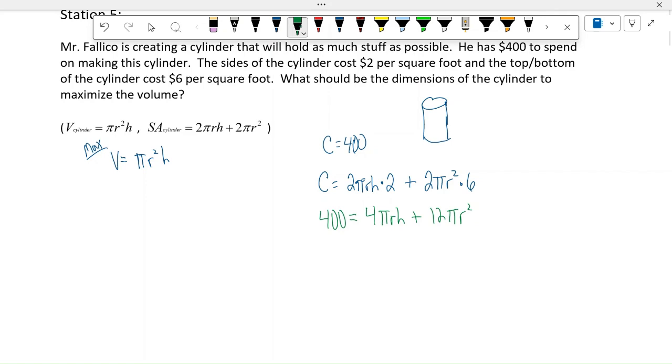I could try to solve it for r, but there's an r and an r squared. Getting r by itself is going to be way more difficult than trying to get h by itself. So a little bit of algebra. Let's say we subtract 12 pi r squared from both sides. And that leaves us with 4 pi r h on the right. I don't want the 4 pi r there. I want to have h by itself. So we're going to divide both sides by that 4 pi r to get the h is equal to this.